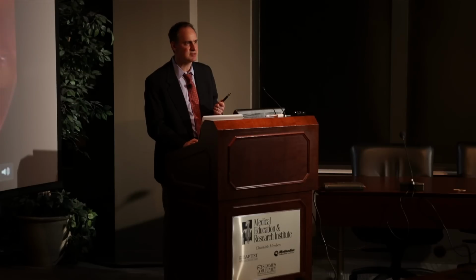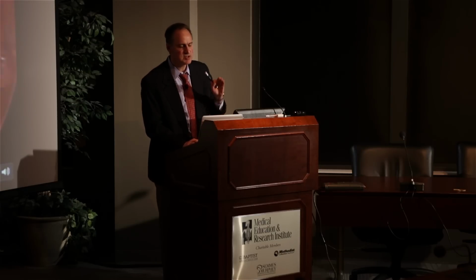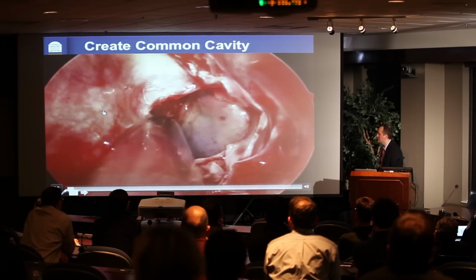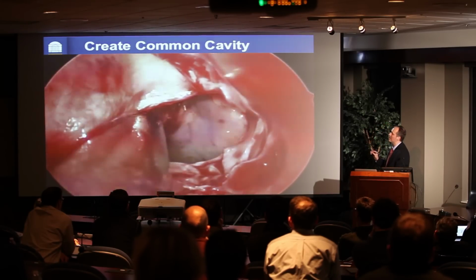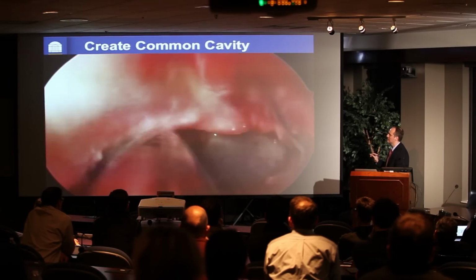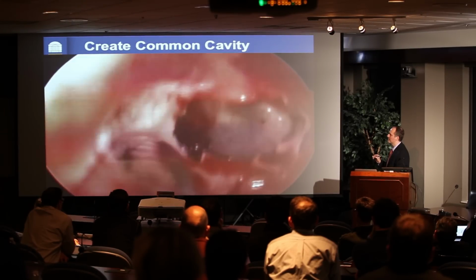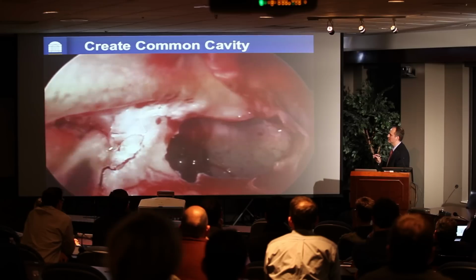Okay, does that make sense to everybody? Okay, so after you've done that, what you have to do is create one cavity. And you create one cavity by removing the rostrum of the sphenoid. This is now in the left nostril. Already septectomy on the other side, removing the mucosa of the septum on the other side.